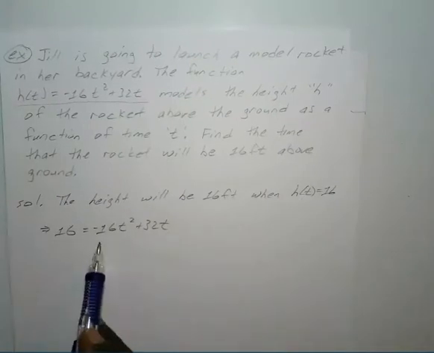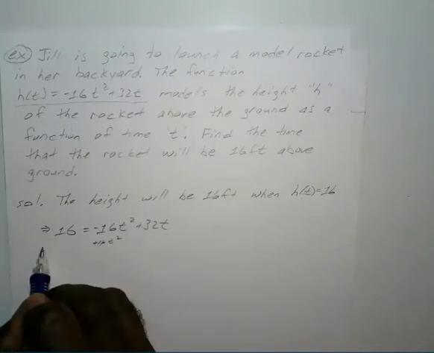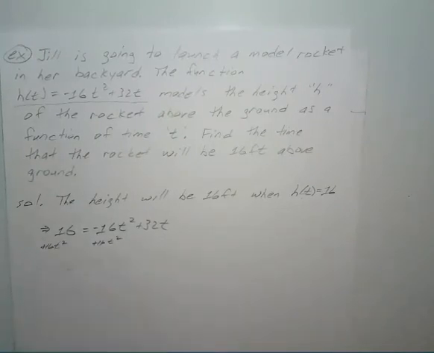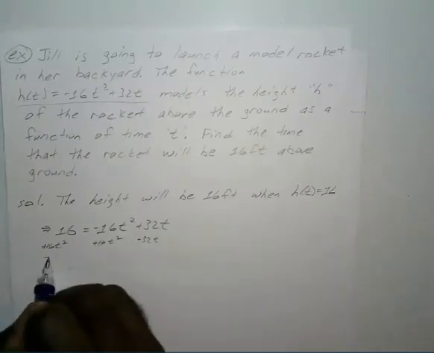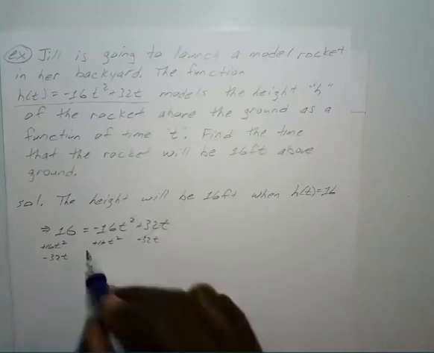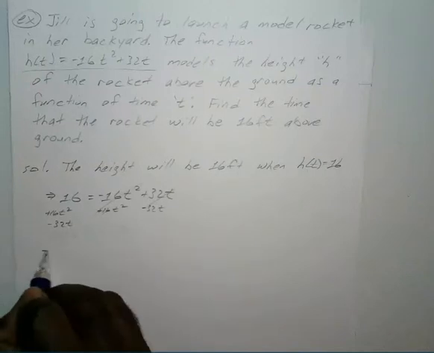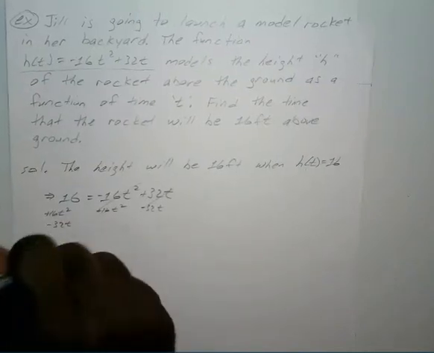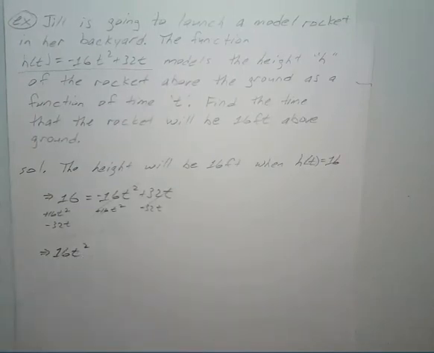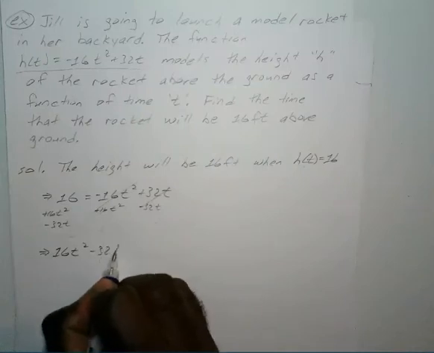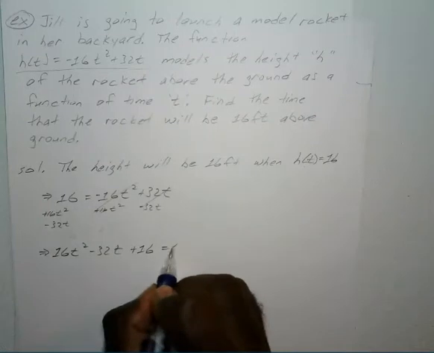So because I want everything on one side and I want that t squared positive, I'm going to add 16t squared to both sides. And I'm also going to subtract 32t from both sides. Okay, so we have 16t squared. Uh-oh, making a lot of little errors here. 16t squared minus 32t. Remember, you still have that 16 plus 16 equals 0.